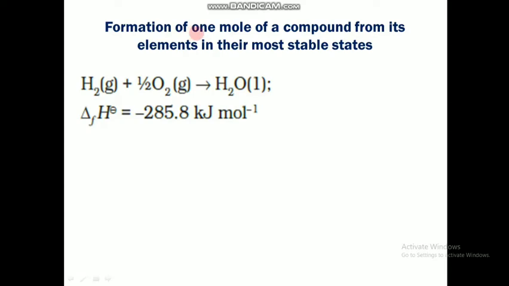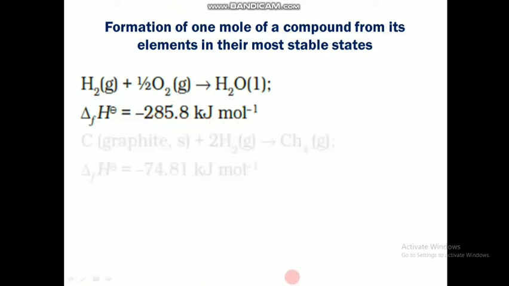The conditions are that 1 mole of compound should be formed. Here we don't consider what we take on this side; on this side it should be 1 mole, and the reactants should be in elemental and most stable states. So all the conditions are satisfied, and we can consider it an enthalpy of formation, which is negative 285.8 kilojoules per mole.